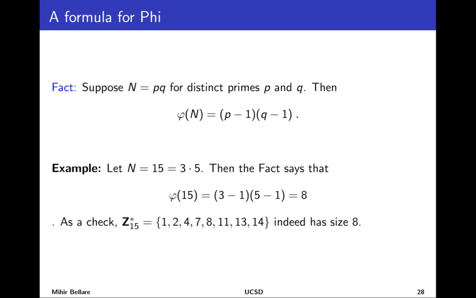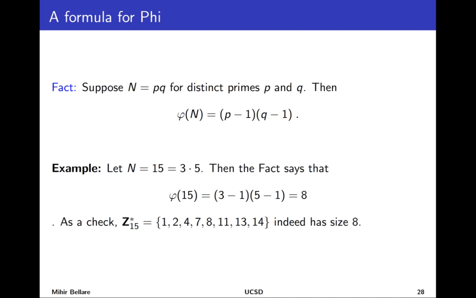This is the fact that we kind of saw appear on the web page. It would be useful in all of this to have some better way of calculating phi of n than just listing the elements of Zn star and counting how many there are. And this gives a formula. It says if n is the product of two distinct primes, you can get phi of n by just multiplying p minus 1 and q minus 1. So for example, if n is 15, factor it as 3 times 5. Then phi of 15 should be 2 times 4, which is 8.